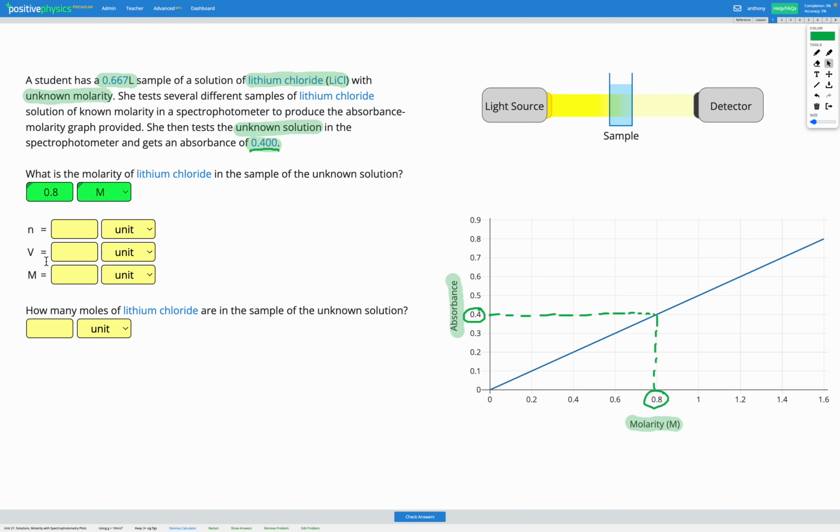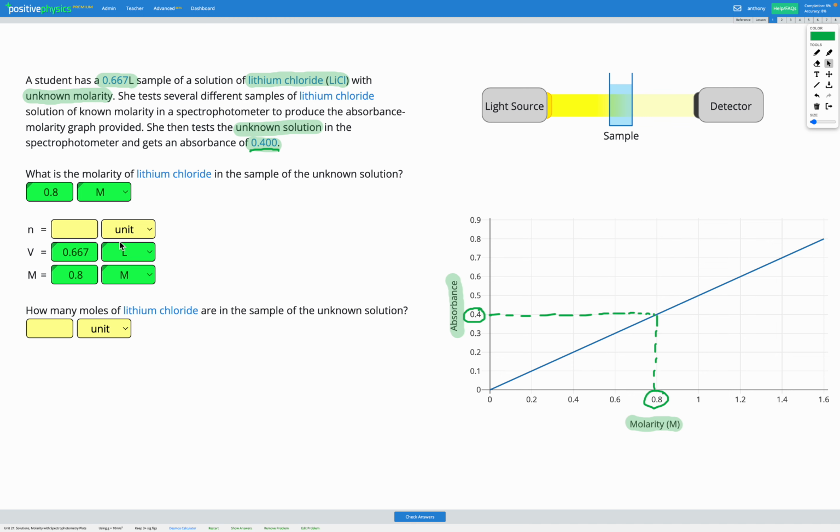Then we can go ahead and fill out our table here with our known variables. So we know the molarity is 0.8 M, because we just calculated that. And then back in the question, we were told it was a 0.667 litre sample. So that's our volume, 0.667 litres. And we're trying to figure out the number of moles.